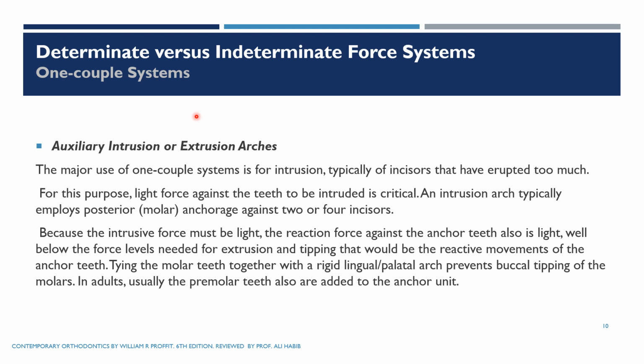And we have the bursted intrusion arch, just the plain one, 17 by 25, for example, TMA wire, that is inserted on the molar posteriorly and attached anteriorly on the anterior teeth in a one couple system. So let's see how this works, the force system, and how it affects the anterior and posterior units.